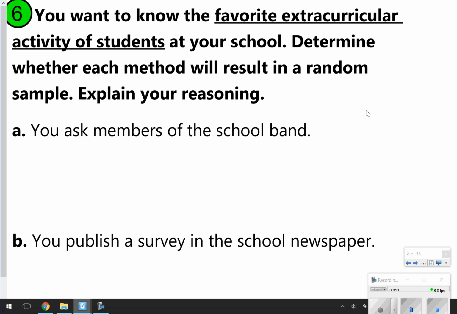For question number 6, you're breaking this down into 2 parts. You want to know the favorite extracurricular activities of students at your school. Determine whether each method will result in a random sample and explain your reasoning. So would 6A, asking members of the school band, result in a random sampling? Why or why not? And would letter B, you publishing the survey in the school newspaper, result in a random sampling? Why or why not? Again, take the time to pause the video, answer the question, and then click play to go on to number 7.